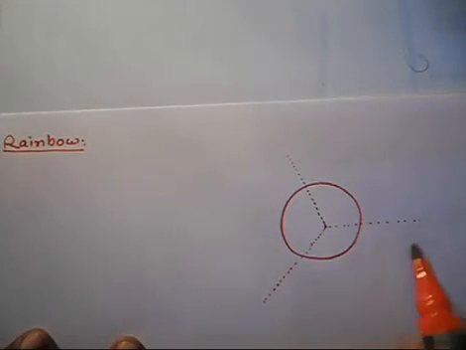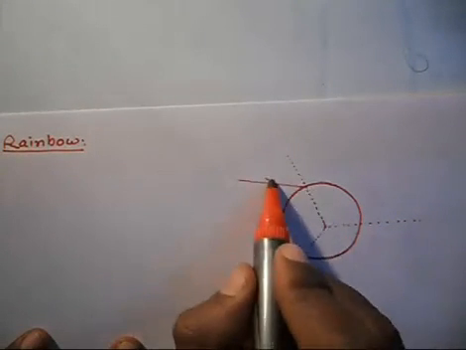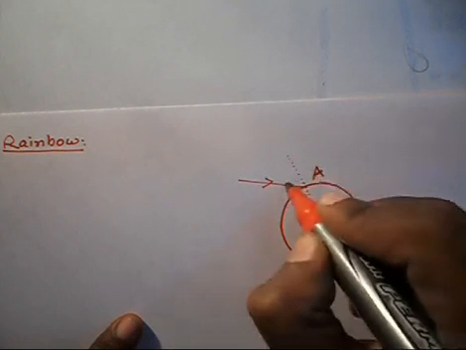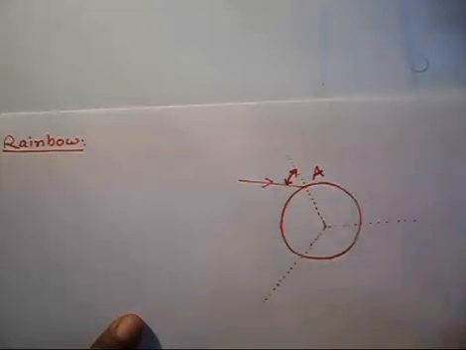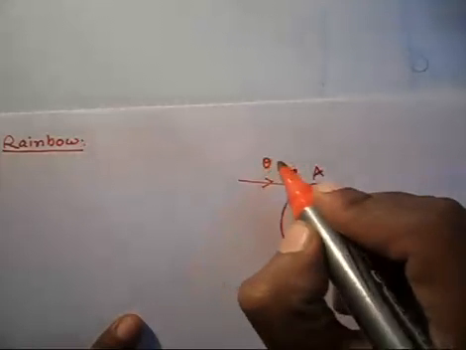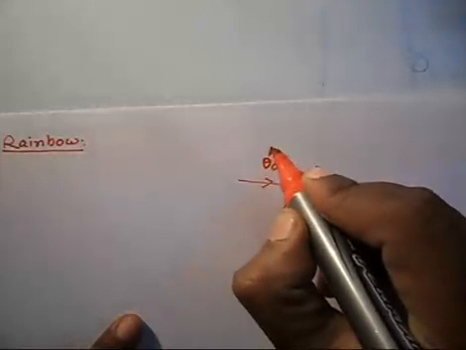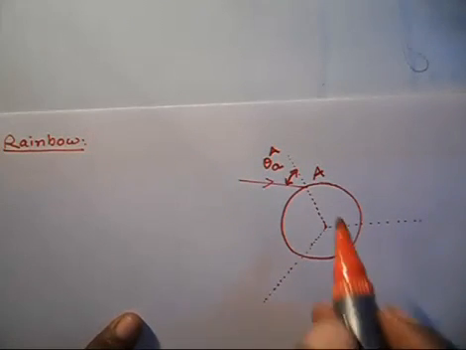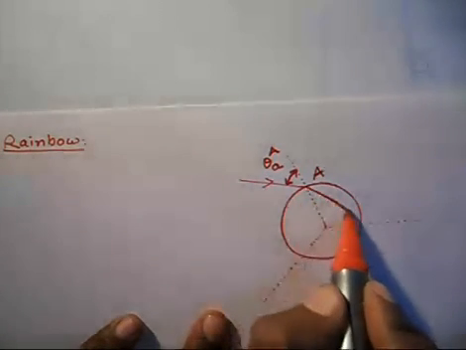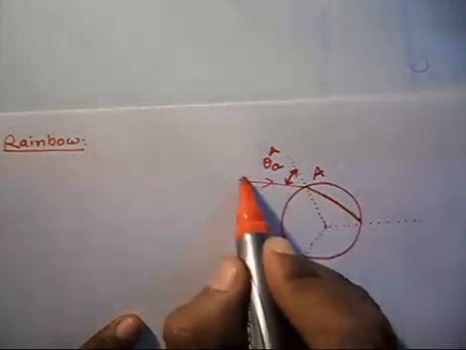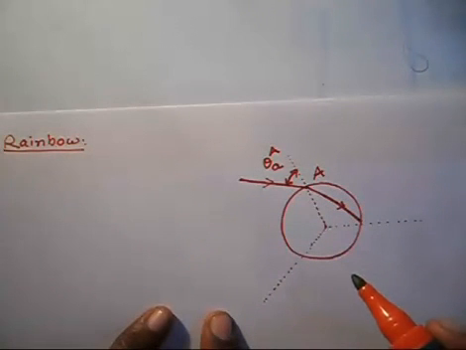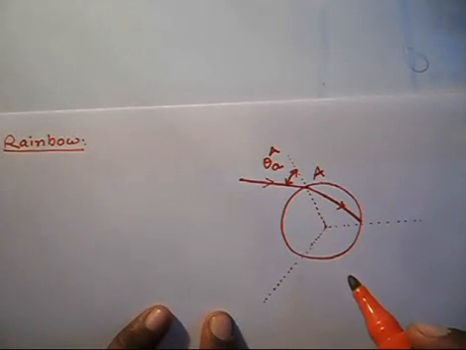Let us say a light ray is incident at this point, and the angle of incidence is given. Let us say this is theta. This point is A. So this is theta A at point A. Now this light ray goes in this way and it touches here. So this is my light ray. Now at this point this angle is called theta A at B.